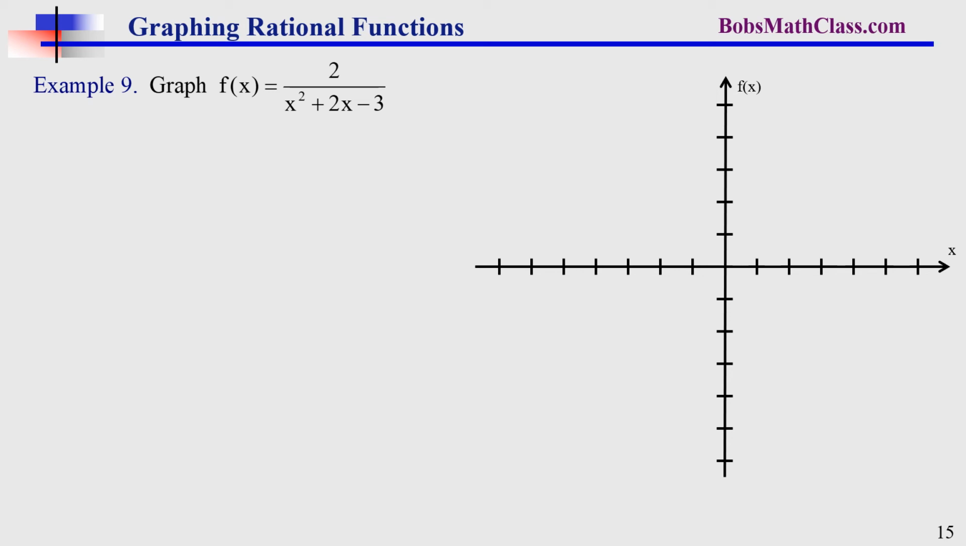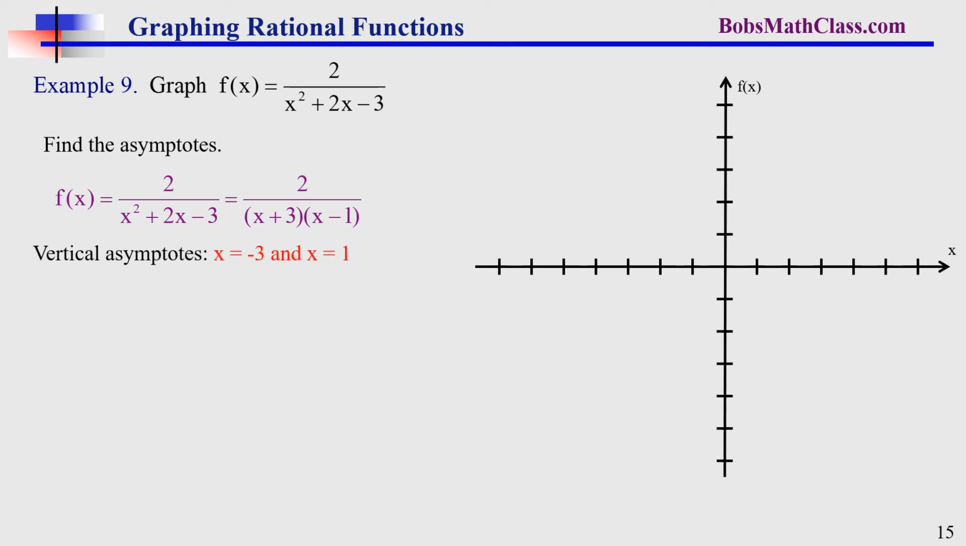All right, here's our next one. Vertical asymptotes. Well, we got to set the denominator equal to 0. Okay, so the denominator factors to x plus 3 times x minus 1. So if we set each of those equal to 0, we get 2 vertical asymptotes at -3 and 1. So there we have shown our 2 vertical asymptotes.